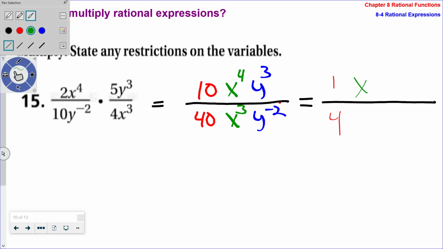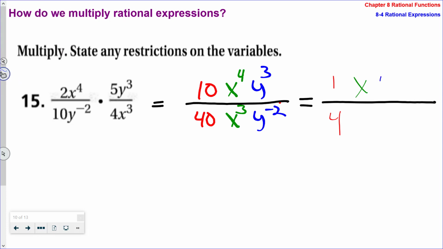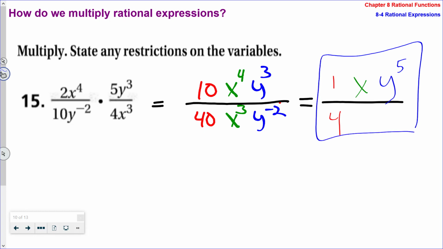How about the y's? What are the y's going to become? What do you do with the exponents? Subtract them. So that's going to be 3 minus negative 2, right? Which is just positive 5. So simplified, 1xy to the fifth over 4 is your simplified answer.